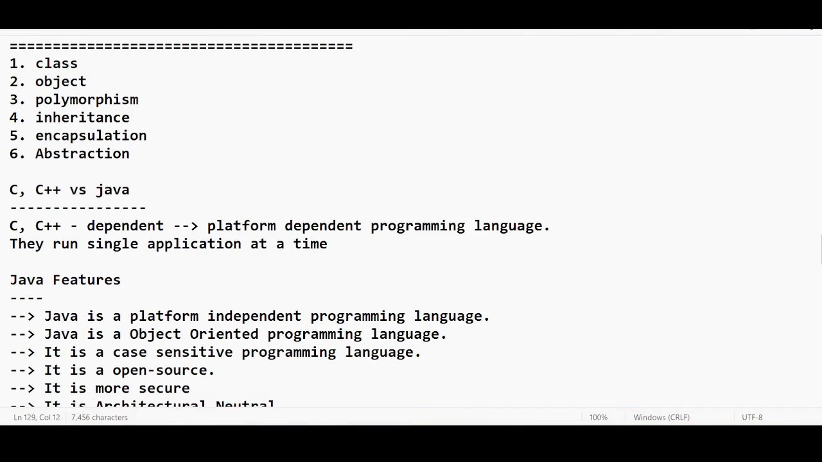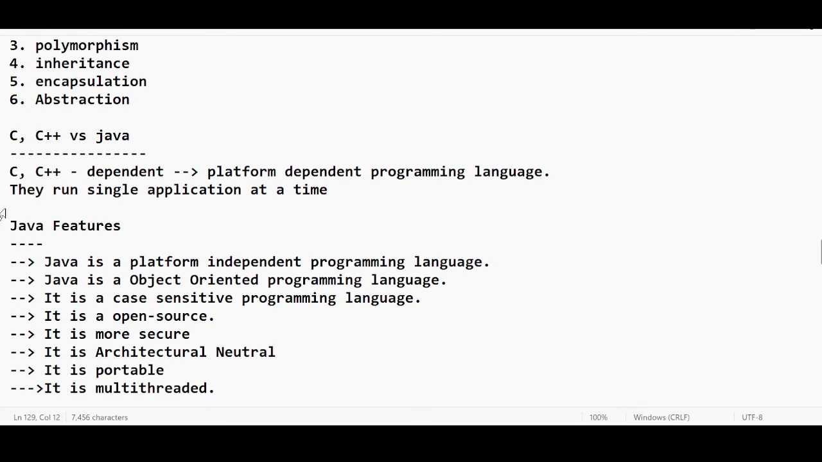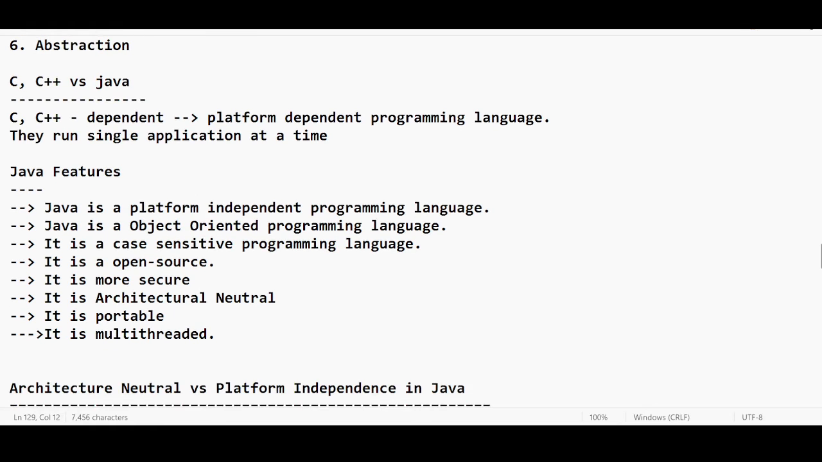Good. Now see the picture. This is very important. We have C, C++. Let us understand the basic difference between C, C++ versus Java. What does the theory say? C, C++ are platform dependent programming languages. They run only on one platform, and they run a single application at a time.